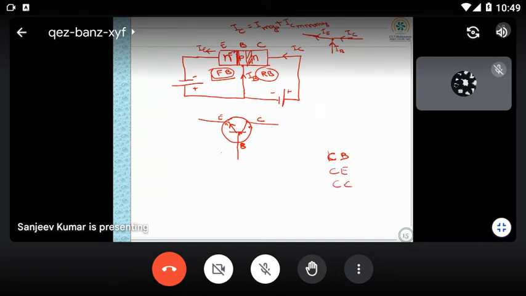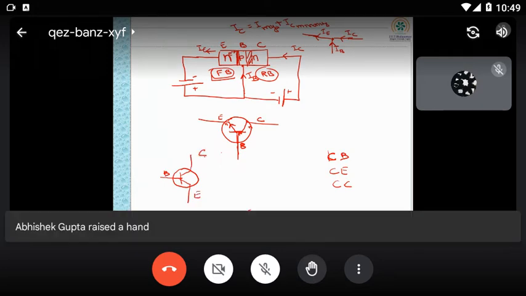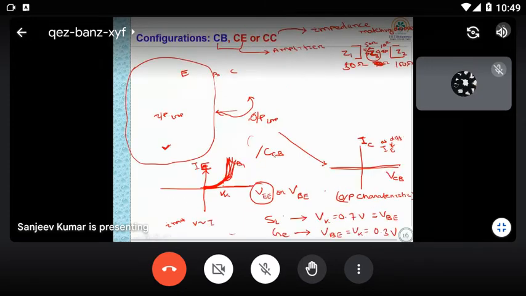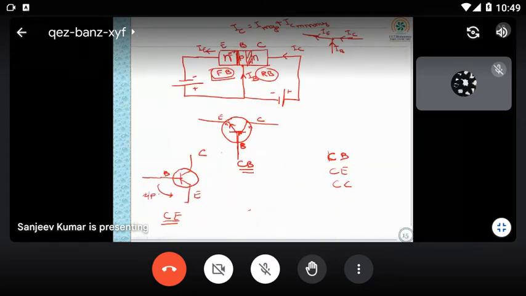So what is the difference between them? Here you can see common base. If I'm taking like this, this is base, this is emitter I'm taking, and this is collector. Now here you can see emitter is common. This is common emitter configuration. This is common base configuration. Common base configuration means base is common to both input and output. Now this is your input and this is your output.